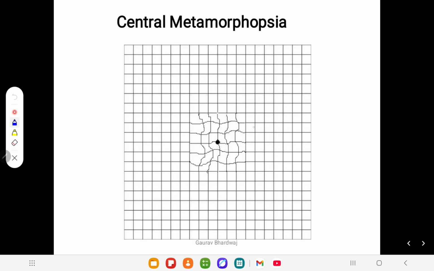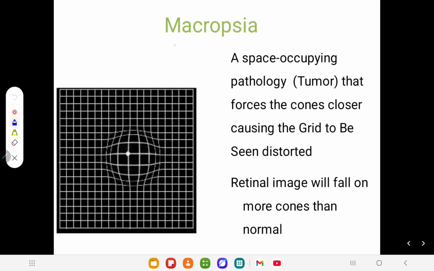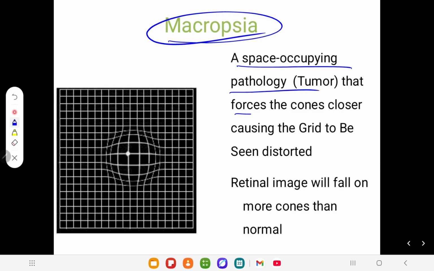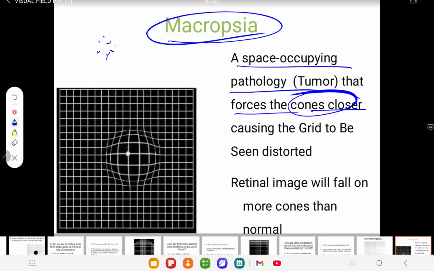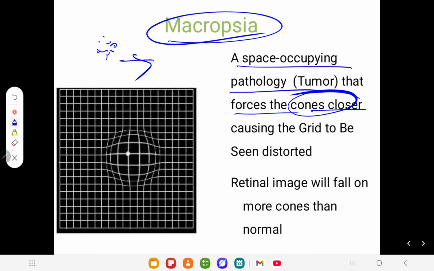So this is the central metamorphopsia. Say this, can't you see the waviness of the line? And this is called macropsia, the central field enlarged. The pathology of macropsia is very important. It is a space-occupying pathology that forces the cones closer. If there are a lot of cones, and because of the space the cones are squeezed into a very small space, in that particular case we see macropsia.